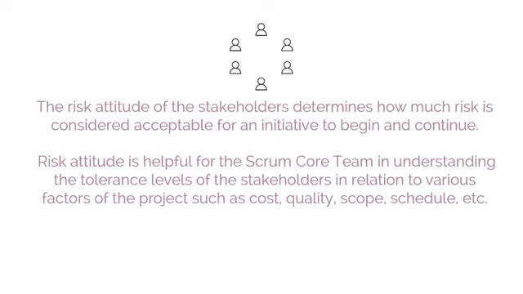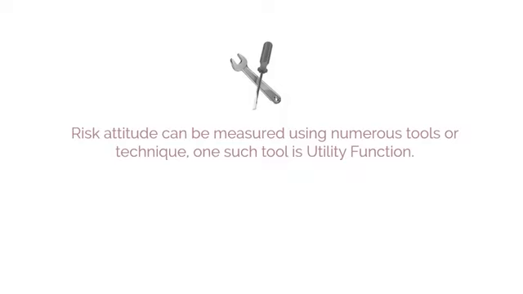Essentially, the risk attitude of the stakeholders determines how much risk is considered acceptable for an initiative to begin and continue. Risk attitude is helpful for the Scrum core team in understanding the tolerance levels of the stakeholders in relation to various factors of the project, such as cost, quality, scope, schedule, etc. Risk attitude can be measured using numerous tools or techniques.